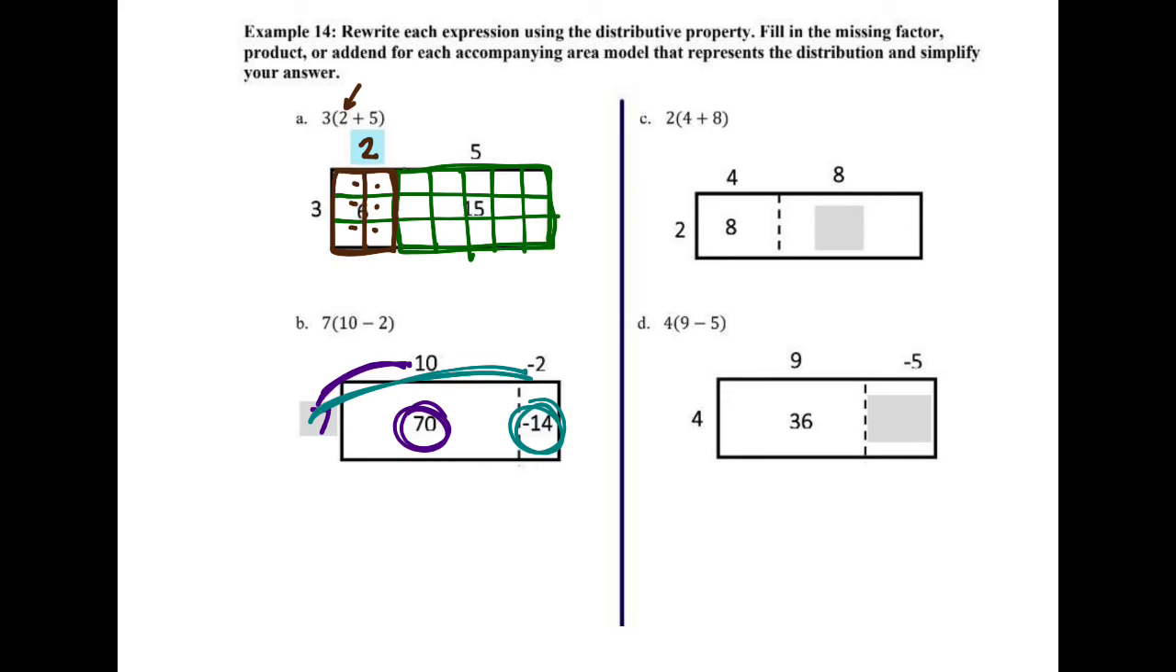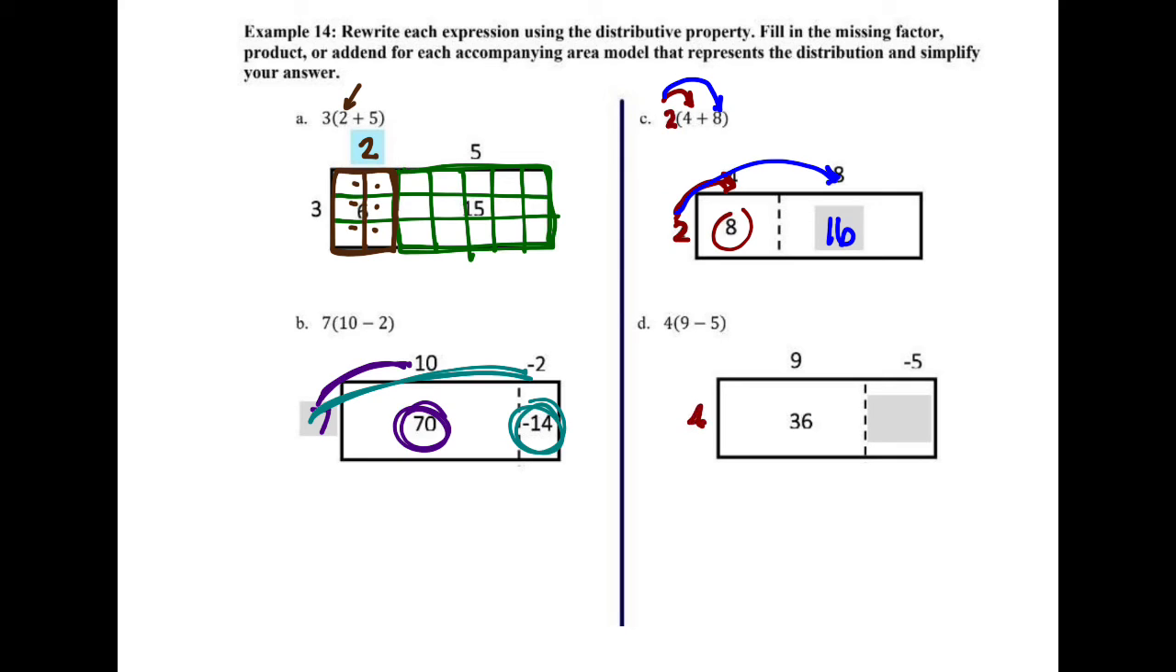Okay, so the 2 out in front is the 2 out in front here. Okay, so now I'm going to go 2 times 4, which means this one, and I get 8. And now I'm going to go 2 times 8, which would be 16. Okay, and that's all they want you to do is fill in the missing factors or products or whatever.